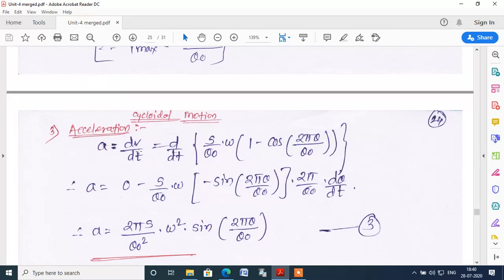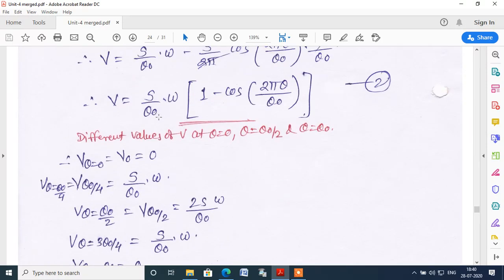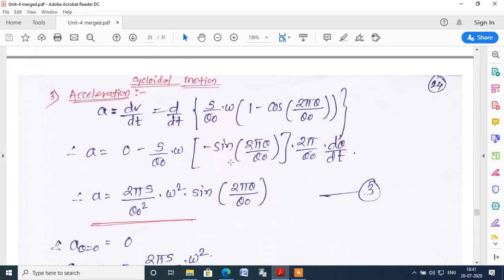Now acceleration, rate of change of velocity with respect to time t, dv by dt. So dv by dt of here v is s by theta naught into omega in bracket 1 minus cos 2 pi theta by theta naught. So here again take differentiation and apply chain rule. So by applying the chain rule, it is coming 2 pi s upon theta naught square into omega square into sine of 2 pi theta by theta naught. Here this term is constant, so it is 0.